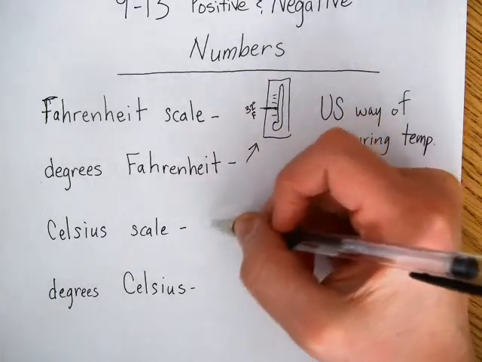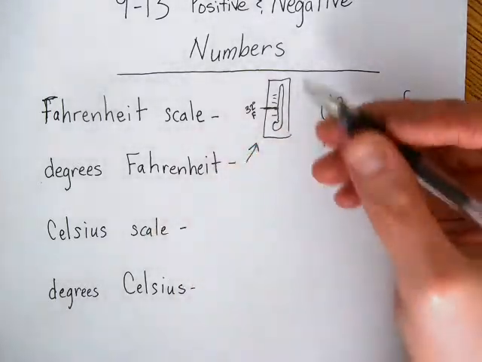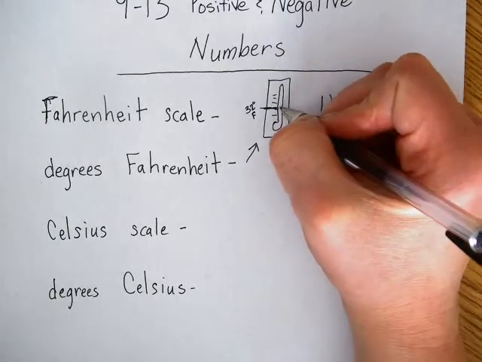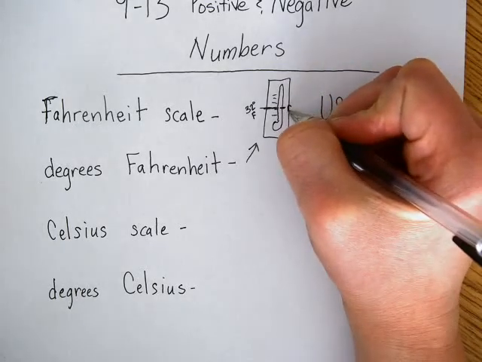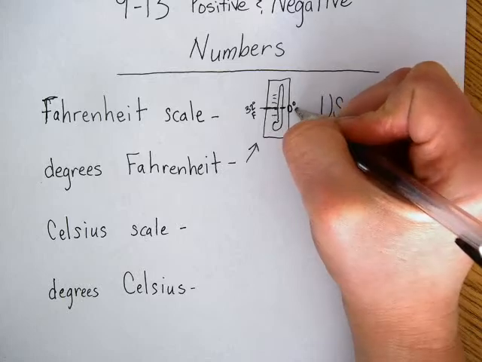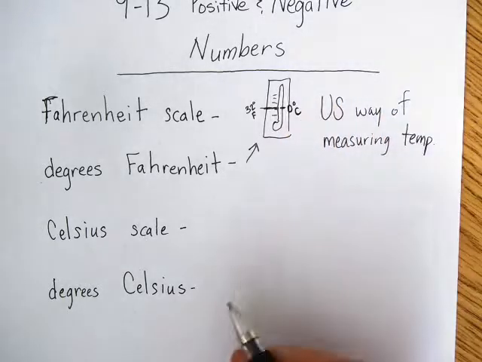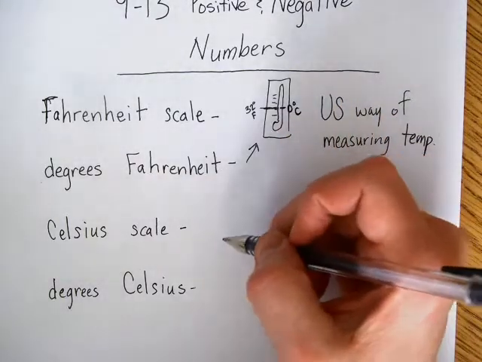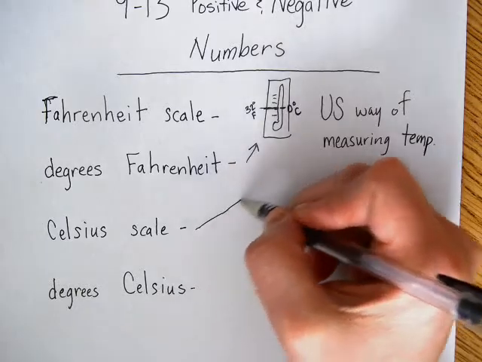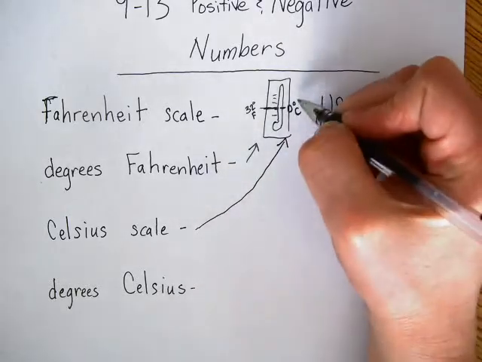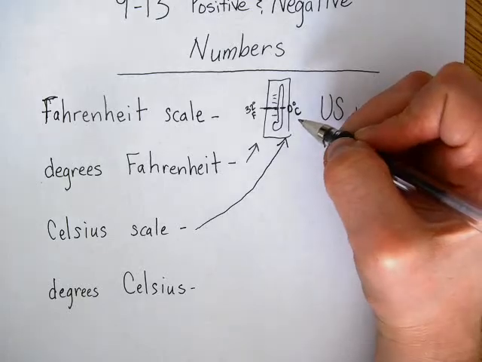The Celsius scale, much of the rest of the world uses Celsius degrees. This would be 0 degrees Celsius. Okay, so 0 degrees Celsius would be very, very cold. And this side of the thermometer that has the C on it would be the Celsius scale.